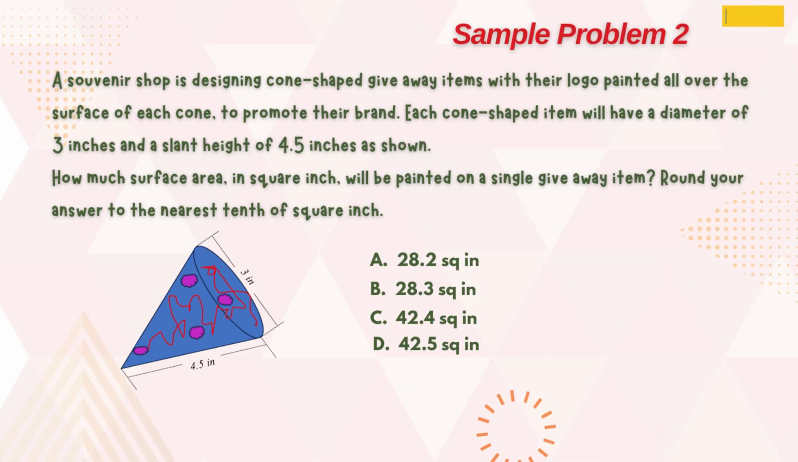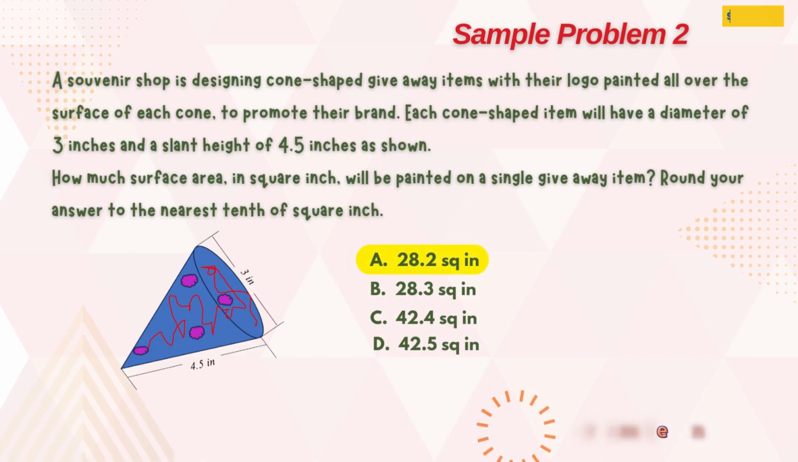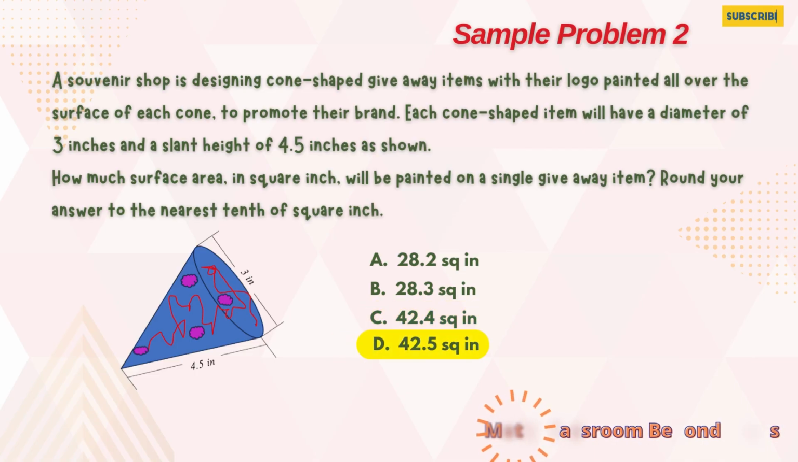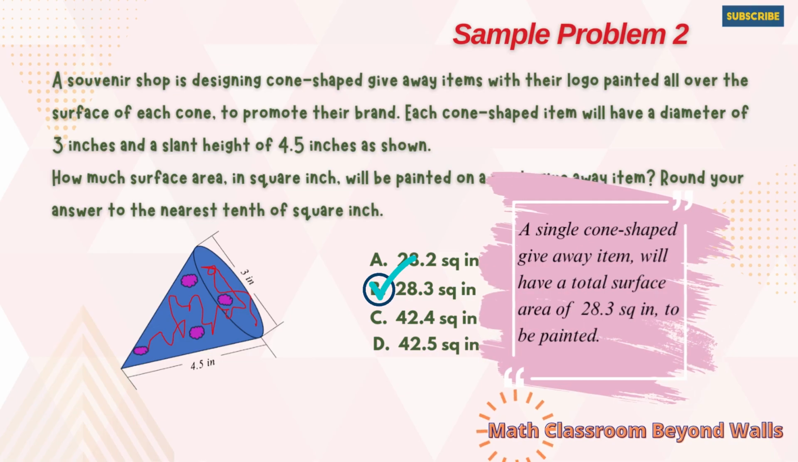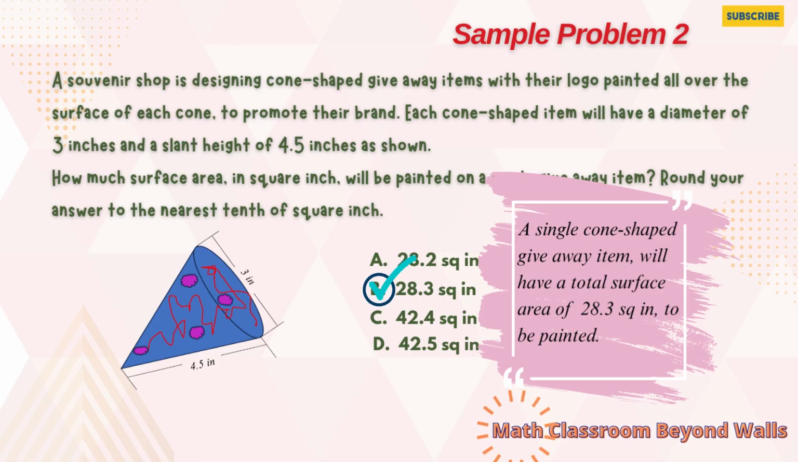So, what is our answer, learners? Is it option A, option B, option C, or option D? Okay, so the answer is option B. Thus, a single cone-shaped giveaway item will have a total surface area of 28.3 square inches to be painted. There you are, learners. That was again easy.